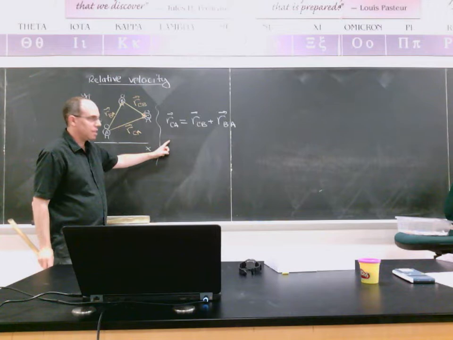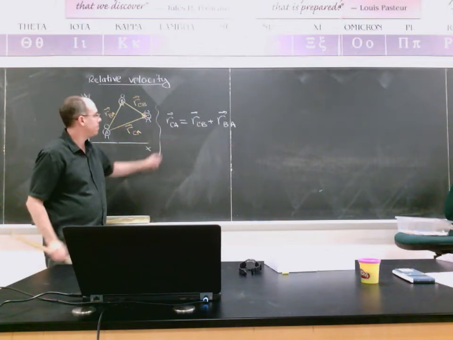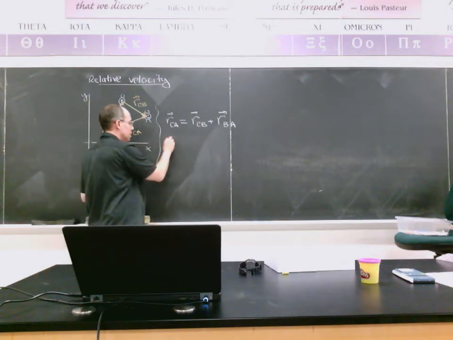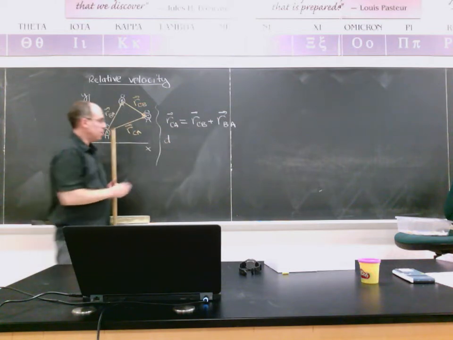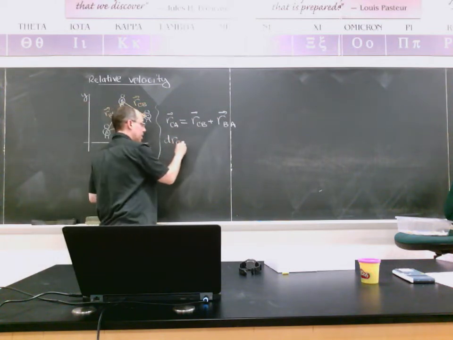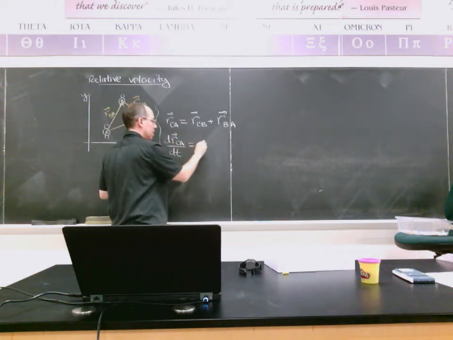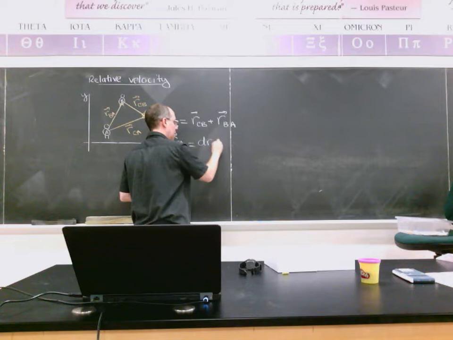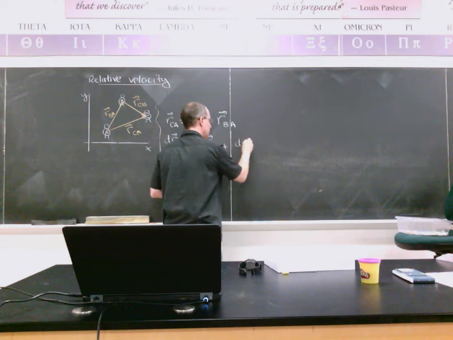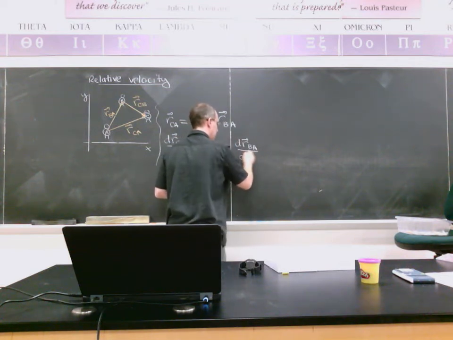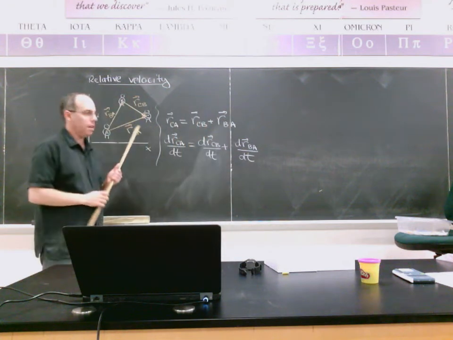Now, let's say we were going to take a time derivative of this. Okay? So just take the time derivative all the way through, and we'd have derivative of RCA with respect to time equals derivative of RCB with respect to time plus derivative of RBA with respect to time. Okay?